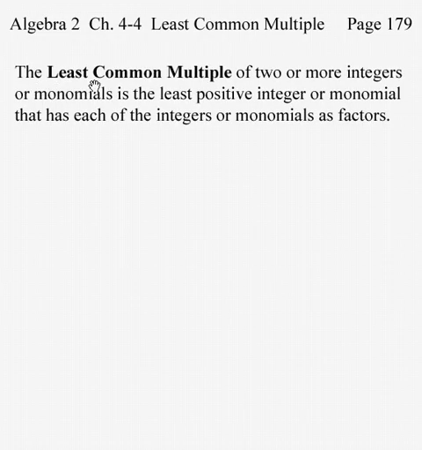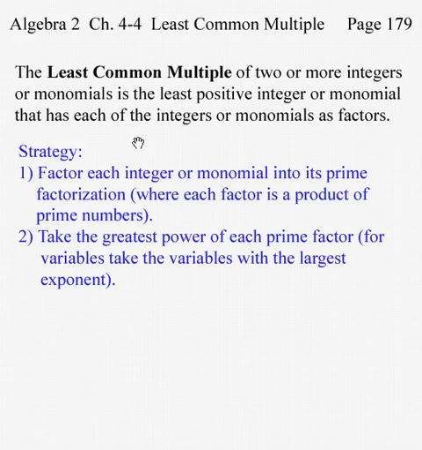The definition of a least common multiple. The least common multiple of two or more integers, or monomials, is the least or smallest positive integer or monomial that has each of the integers or monomials as factors of itself. That definition may not be helpful in how to accomplish this, so let's look at a strategy.